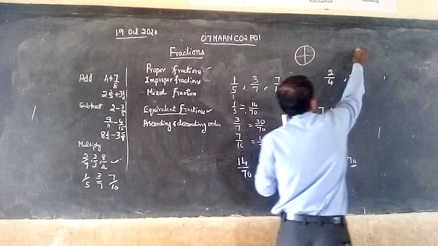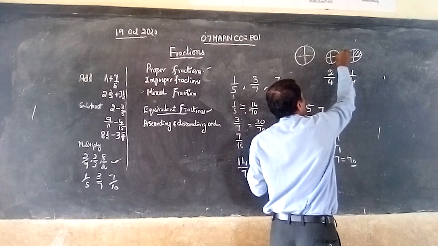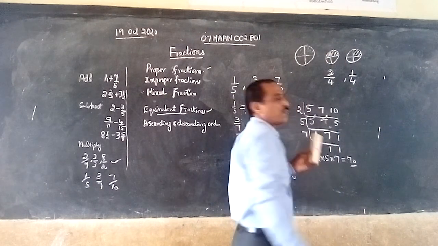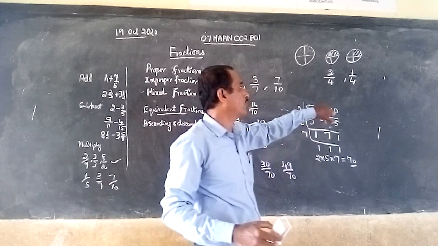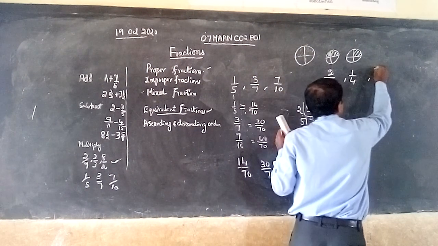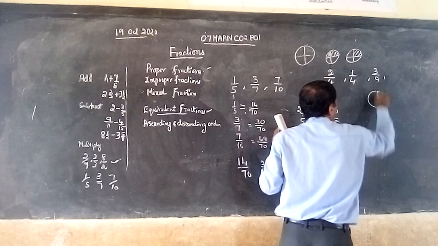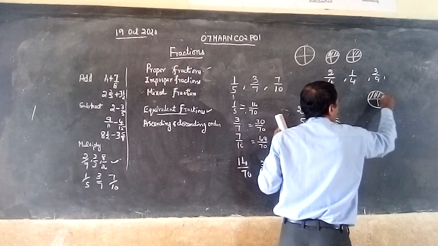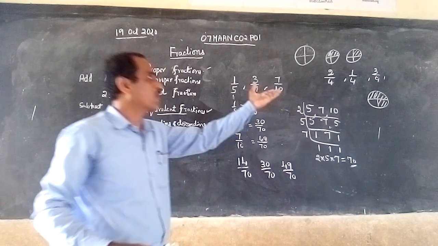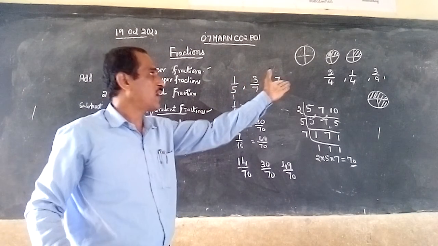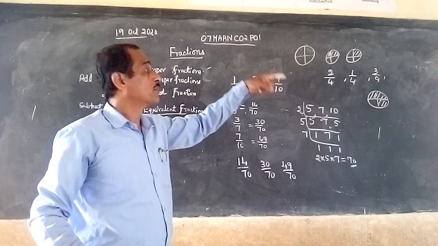See, 1 by 4 means out of 4 parts, 1 part. 2 by 4 means out of 4 parts, 2 parts. So 2 by 4 is bigger. Therefore, remember, if you write like this, 3 by 4, this is the biggest one. 3 by 4, 3 parts. Here, out of 4, 3 parts are taken. This is bigger.